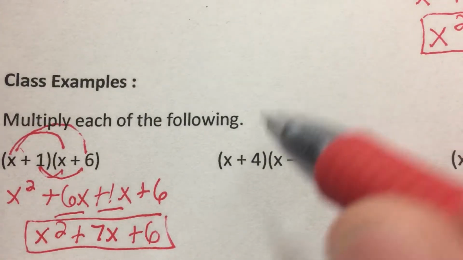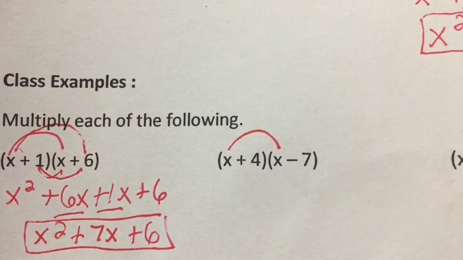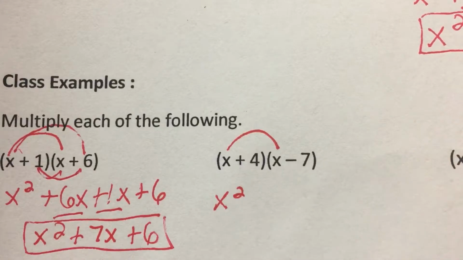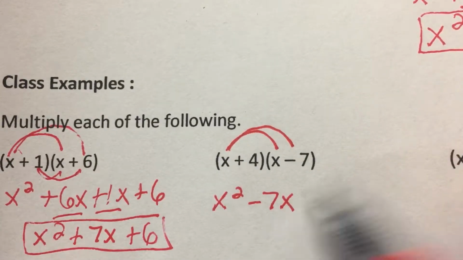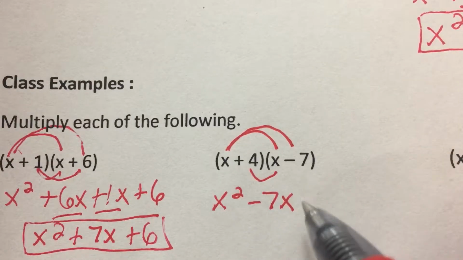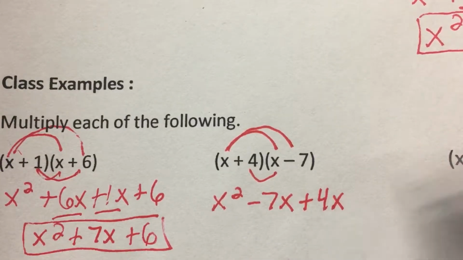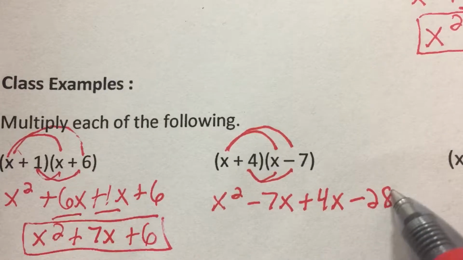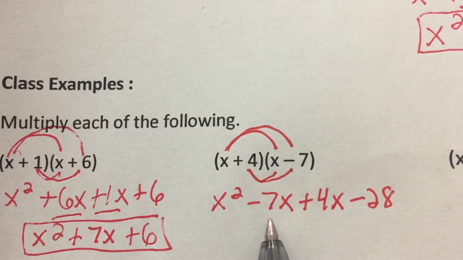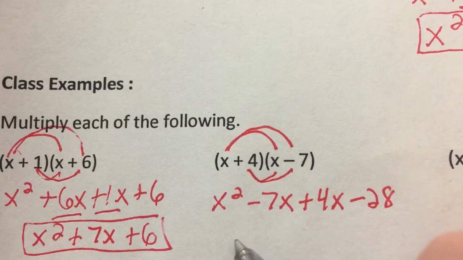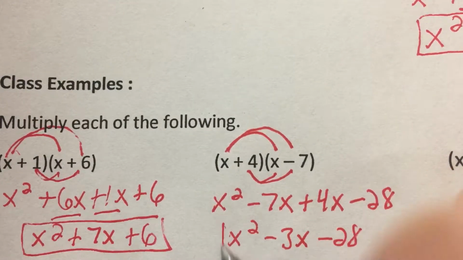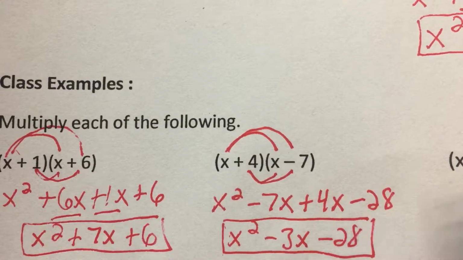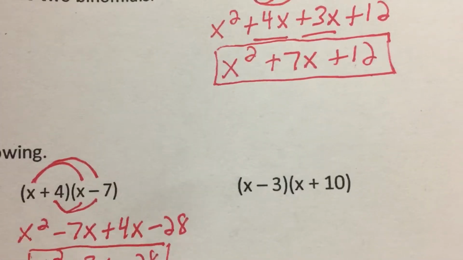X plus 4 times x minus 7. X times x is x squared. X times a negative 7 is a negative 7x. Positive 4 times x is a positive 4x. And positive 4 times negative 7 is negative 28. Negative 7x plus 4x in the middle makes a negative 3x. So we end up with x squared minus 3x minus 28.